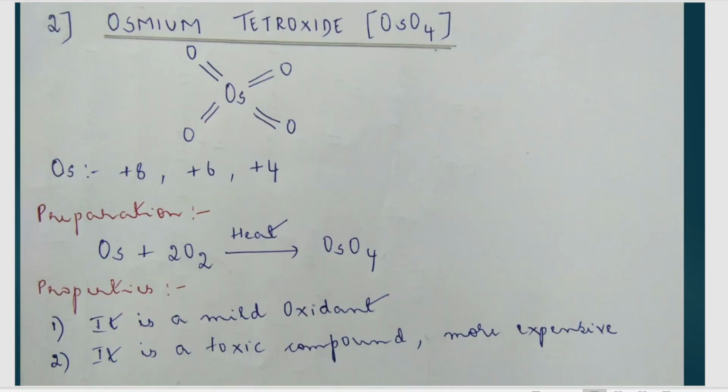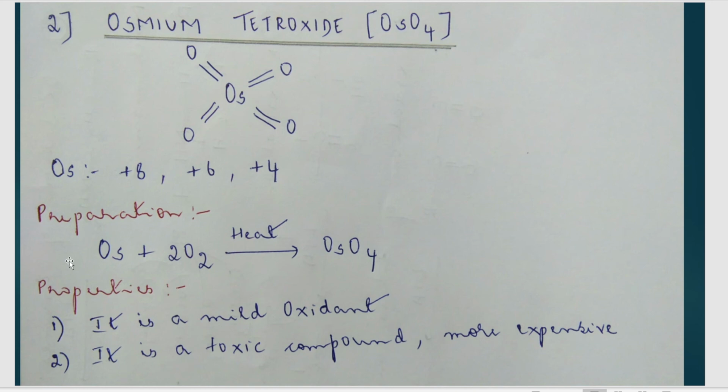So next we'll be studying our second oxidizing agent, that is osmium tetroxide. Osmium tetroxide has osmium in the center with 4 oxygen atoms attached. Osmium can have different oxidation states, that is +8, +6 and +4. Next is the preparation of osmium tetroxide.